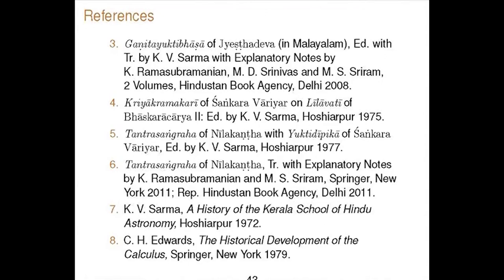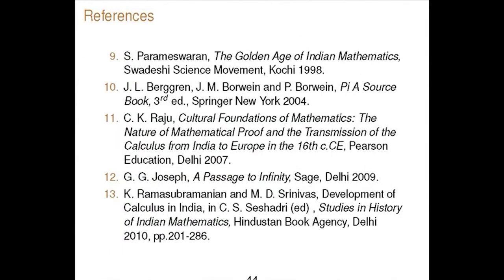George Joseph is another person who has popularized the study of Kerala mathematics through several books. Berggren and Borwein is a detailed history of pi in various cultures and civilizations. Borwein and Borwein are among those people who specialized in fast computing algorithms for pi. There are several papers on Ramanujan by them also.